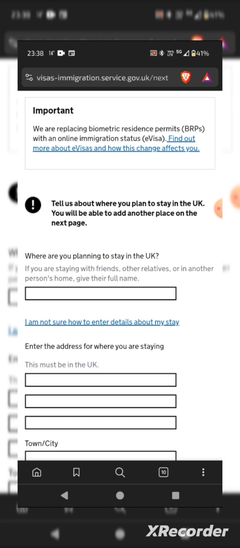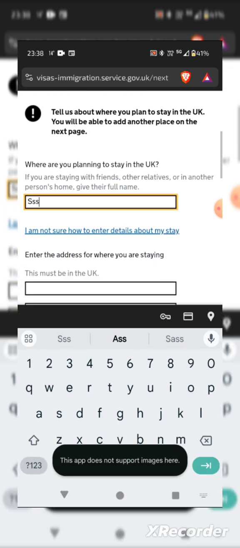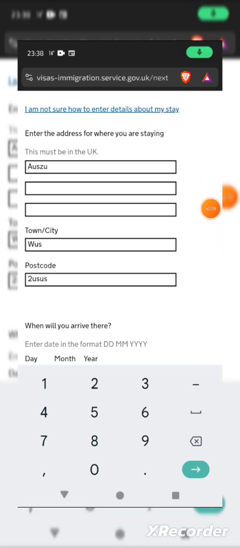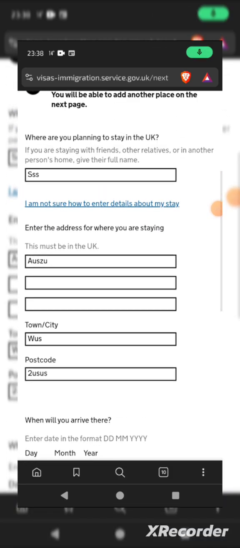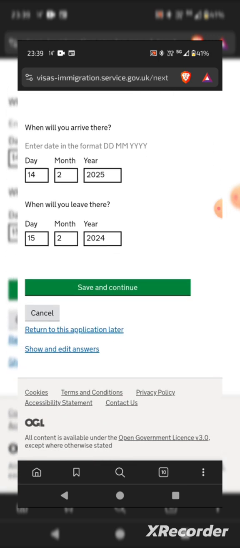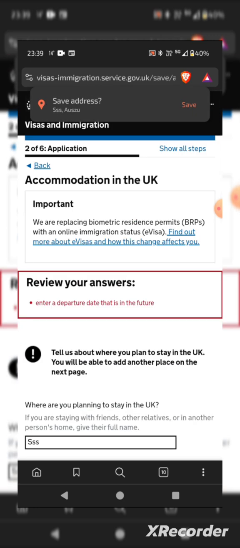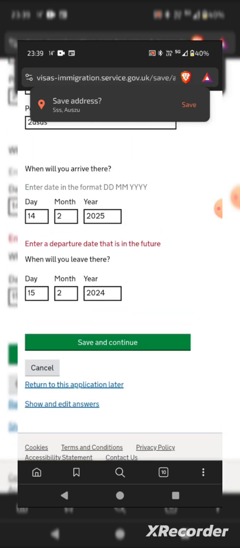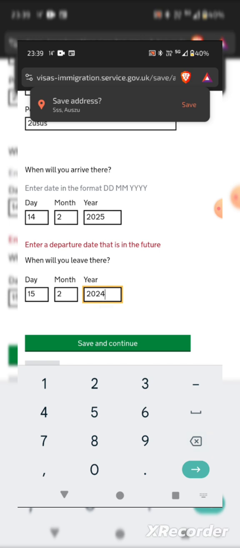So you put where you are planning to stay in the UK, all of that stuff. The address is the UK address, your sponsor's UK address. That's what you are putting here, okay? The date you arrive and the date you will leave. Remember, use the dates on the travel itinerary. Save and continue. Let me check the departure date. Yep.